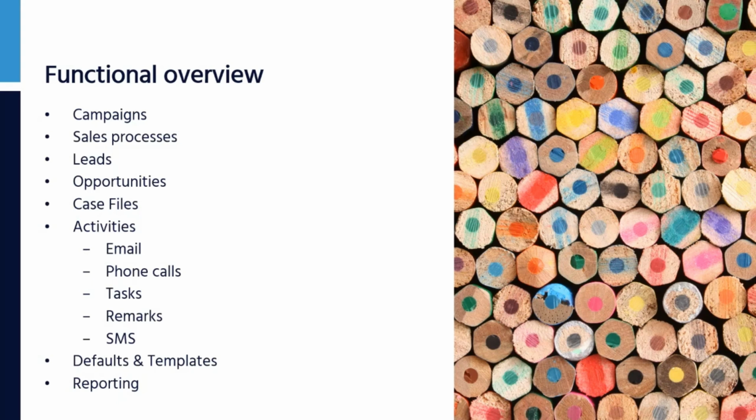So from a sales perspective, we have campaigns, which are optional, sales processes, which are optional, leads, which are also optional. And if you want to just manage opportunities, you can. And we'll talk about how those different components interact with some visuals in a moment as well. And then from a relationship management or service point of view, you have case files. And there's also, across both the sales and the case files areas, activities, and they are split into five different categories. We'll obviously have a look at each of those as we go. Talk a little bit about the defaults in CRM and templates, and also reporting. So that's what we'll be covering.